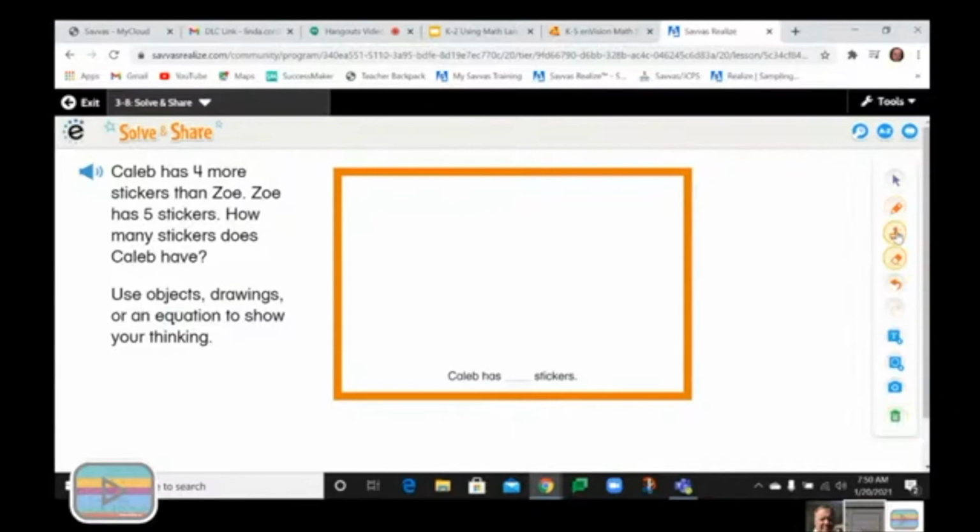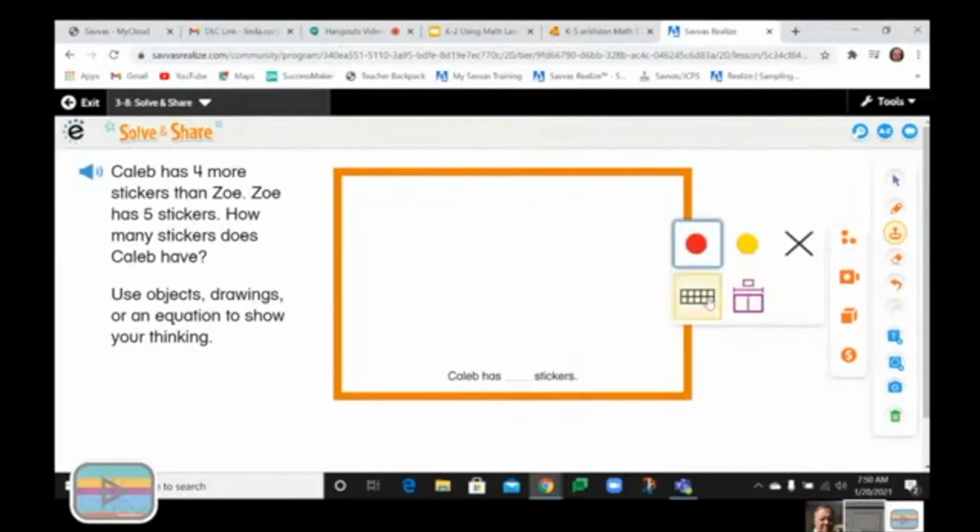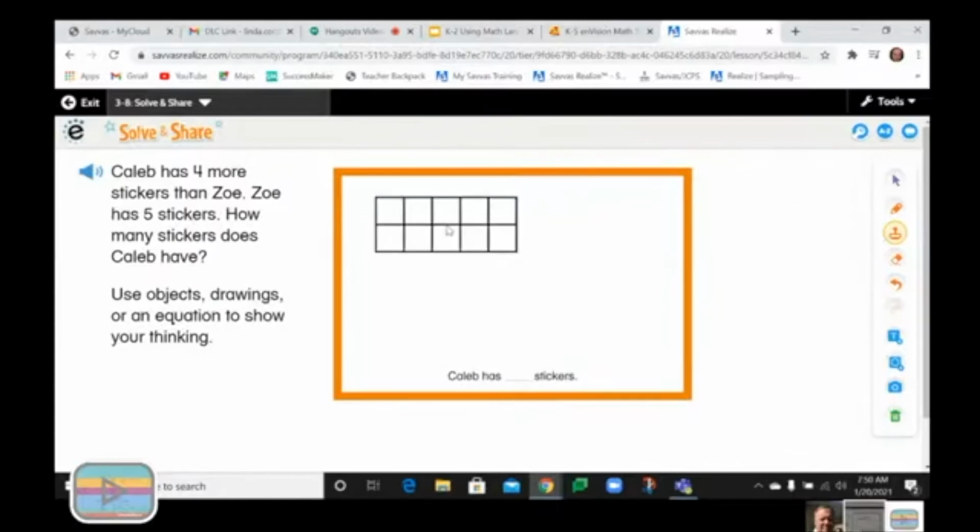Okay, so let's look what's under here. Oh, look here, 10 frame. So I might decide a 10 frame would be a good idea, but let's see what else there is. Cubes, maybe not, I could use the cubes. Base 10 blocks, probably not. Ooh, money. Well, I can't wait till the day we get to use that one. All right, but I'm going to use a 10 frame. So you just move it over and you click to release it.